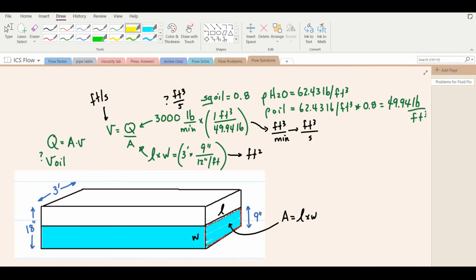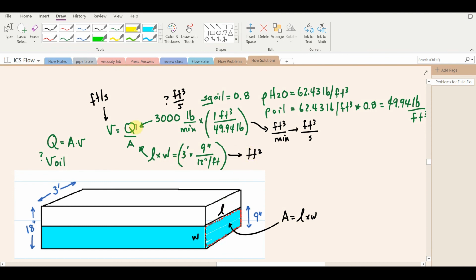Here I've drawn it up. We're saying V is Q over A. Let's look at the area first. The area that the oil occupies, we're interested in its cross-sectional area. So that would be 3 feet across, and the channel depth is 18 inches, but it's only half full. So that's 9 inches. So the cross-sectional area is length times width. That would be 3 feet times this many feet. 9 inches divided by 12 inches per foot is 0.75 feet. That'll give us the area in square feet.